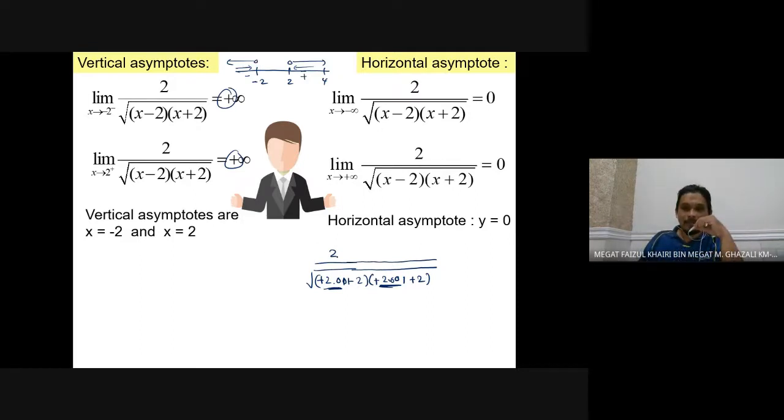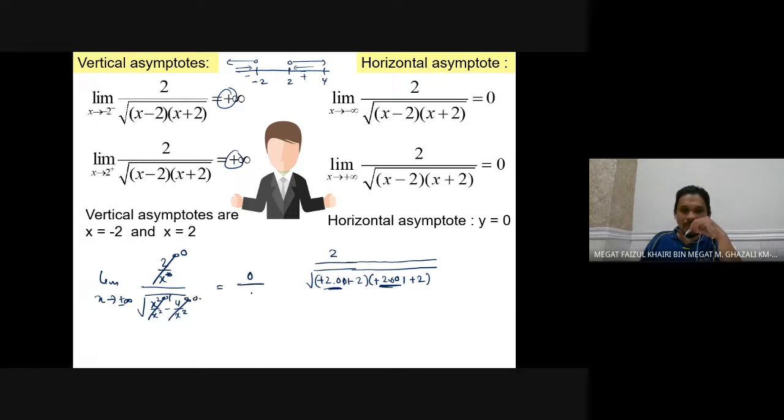Okay, so let's say we divide by x. 2 divided by x squared, over the square root of x squared divided by x squared minus 4 divided by x squared, with limit x approaching positive and negative infinity here. So this one approaches 0, this one is 1, and this approaches 0 here.